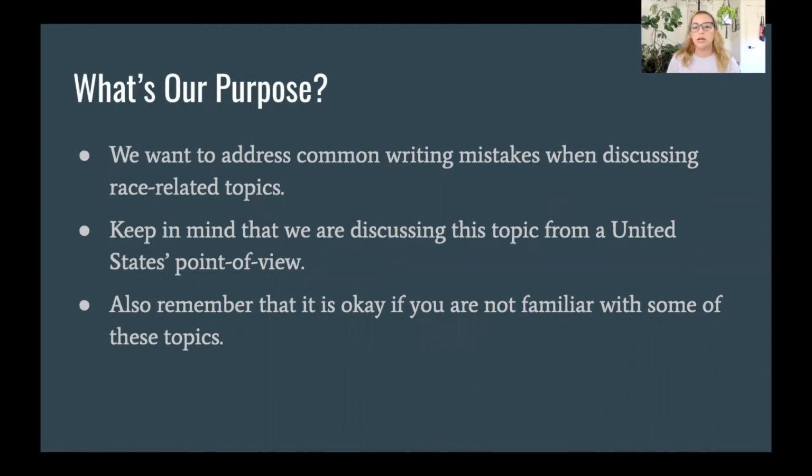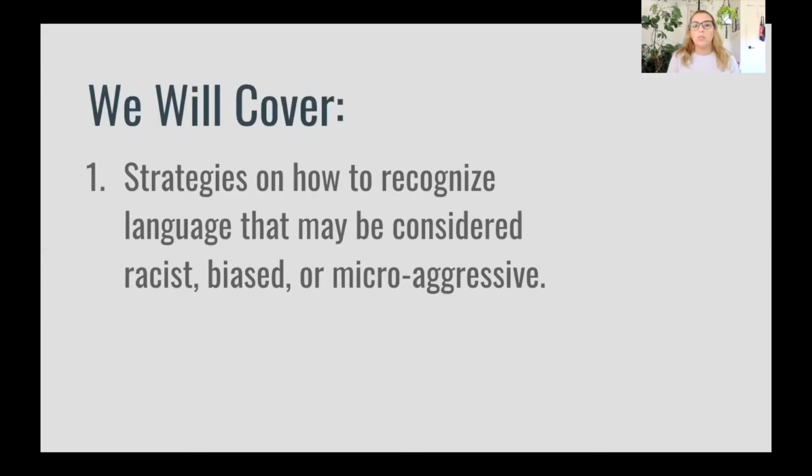Also keep in mind that we're talking about this topic from a United States point of view. And also keep in mind that it's totally okay if you're not familiar with some of these topics. We're here to learn and improve ourselves as writers, as well as just improving ourselves in general. We are going to cover strategies on how to recognize language that may be considered racist, biased, or microaggressive. Also, we want to strive to write from an anti-racist perspective, so that way we can be more inclusive and considerate, as well as being more accurate and precise.